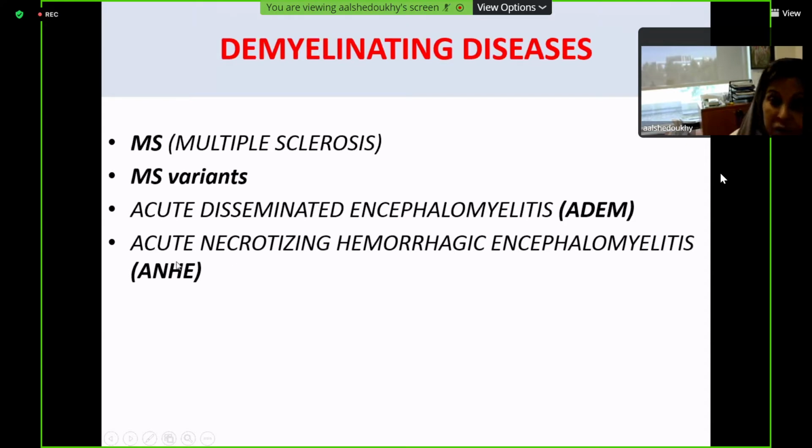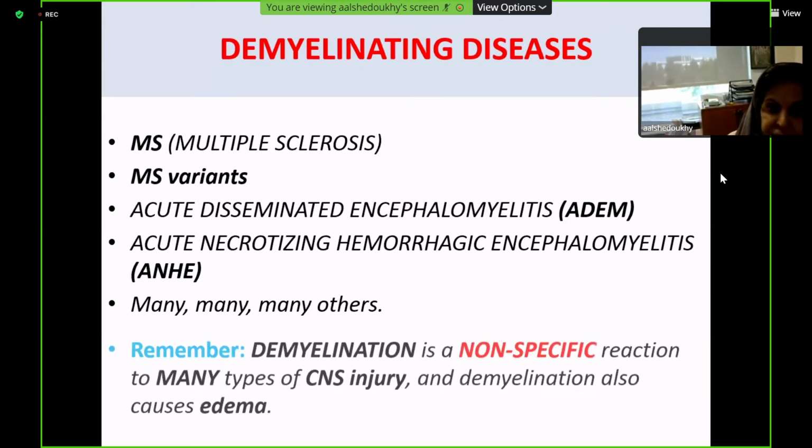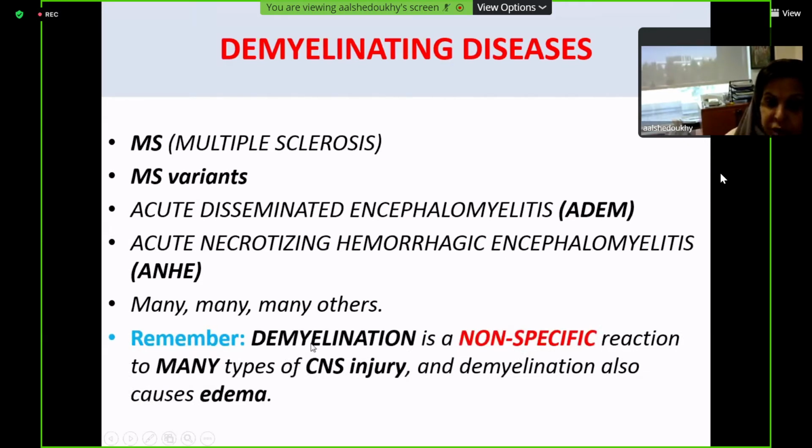And then you have another one called acute necrotizing hemorrhagic encephalomyelitis. This is more common in kids. And there are so many other demyelinating diseases. So we are going to focus on MS as our prototype. And I want you to remember that demyelination is a non-specific reaction to many types of CNS injury. So it's not one disease. It's a reaction to CNS injury. And demyelination can also cause edema of the brain.